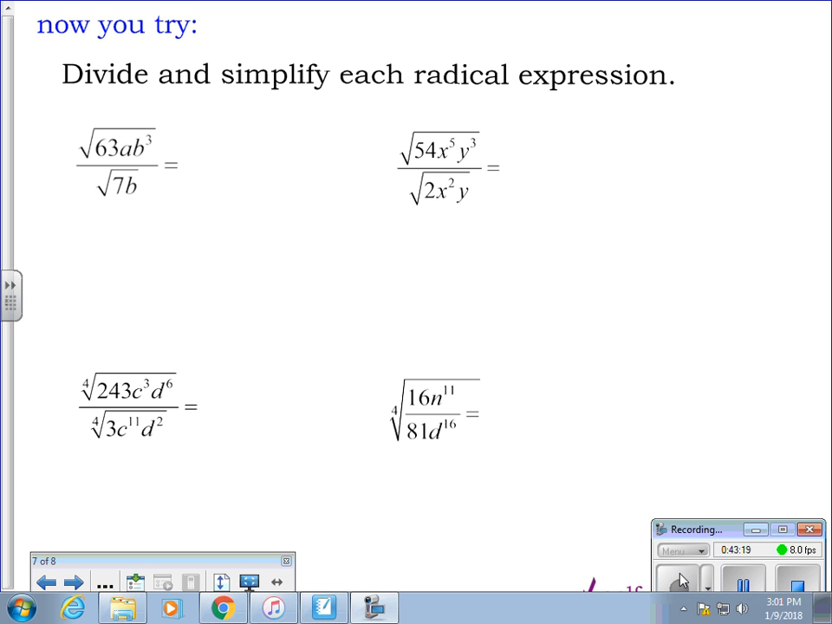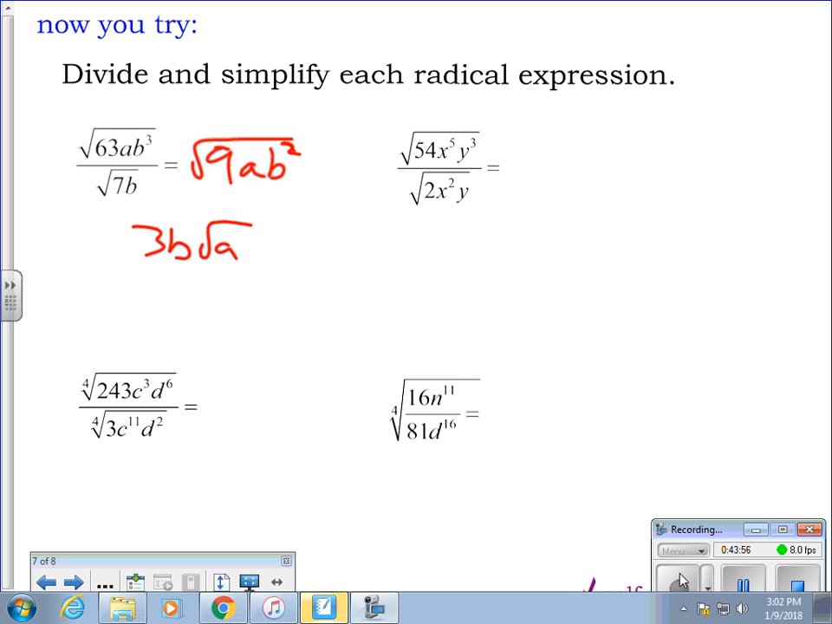Okay, so the first one, I don't have a perfect square on the bottom. So I'm going to go ahead and simplify it out. 63 divided by 7, square root of 9. My a doesn't change. B cubed divided by b to the 1st gives me b squared. So that's 9ab squared. Okay, so 9 is a perfect square. So I can pull out 3. Square root of 9 is 3. B squared is a perfect square. Half of 2 is 1, so that's 3b. A is left behind, so I have 3b square root of a.